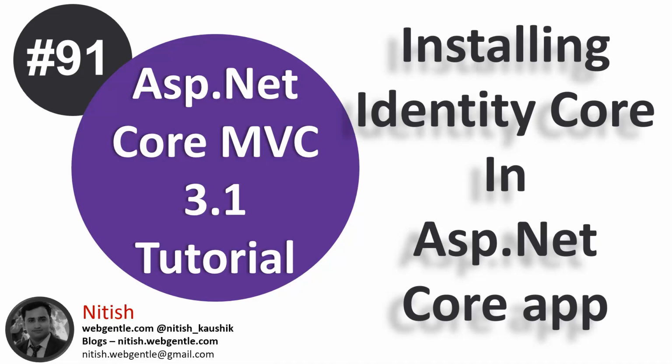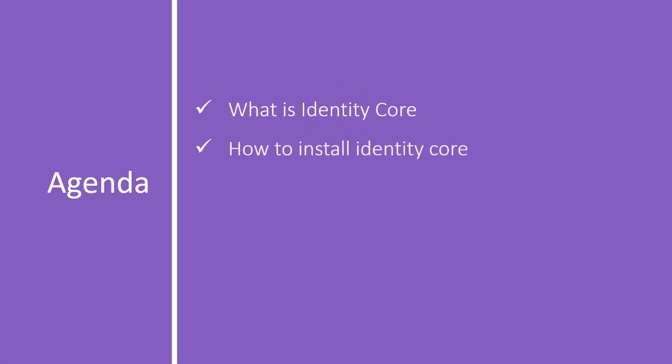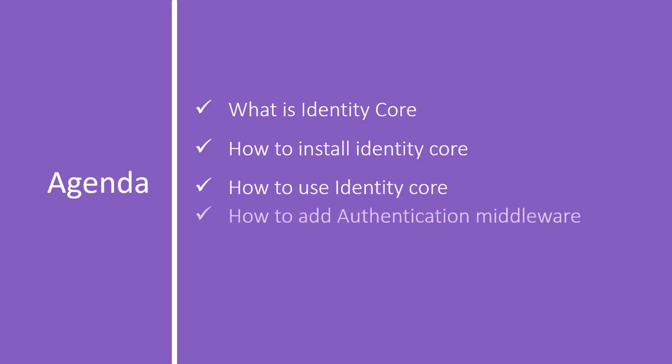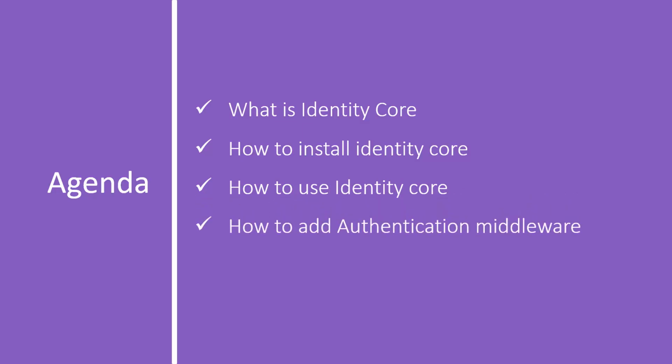So let's start. We will start our learning from what is this Identity Core, how can we install Identity Core in our ASP.NET Core application, then how can we use this Identity Core in our application. To work with the authentication, we need to add some middlewares in our application. We will learn how to add that.